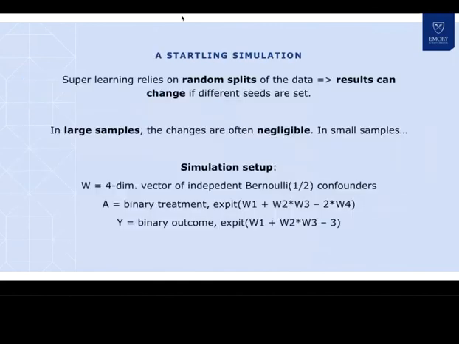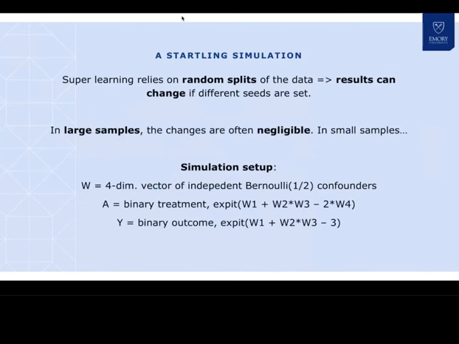Okay, so the very last thing I want to talk about is the idea of trying to stabilize inference here. This is something that was recently brought to my attention. I hadn't spent too much time thinking about it before, but it was a startling realization to come to. Because superlearning relies on splitting the data randomly, there's a random component to the analysis, so the results can change if different seeds are set.